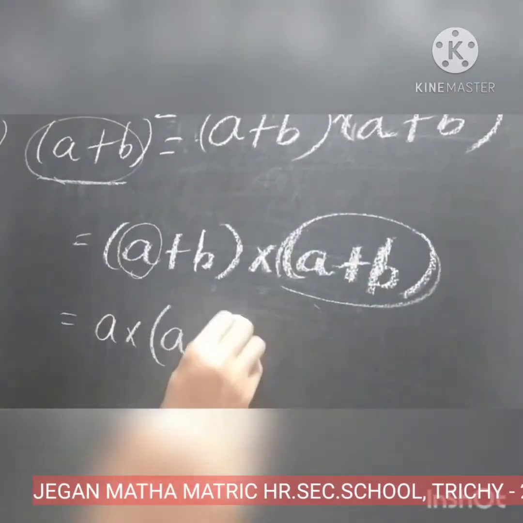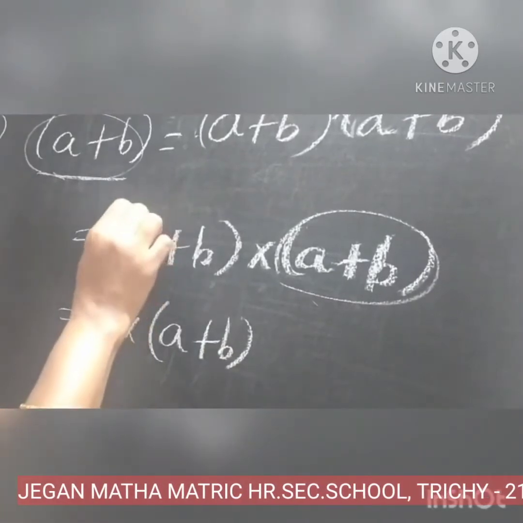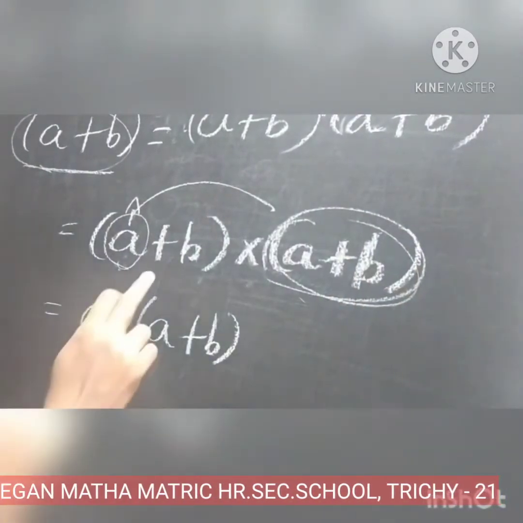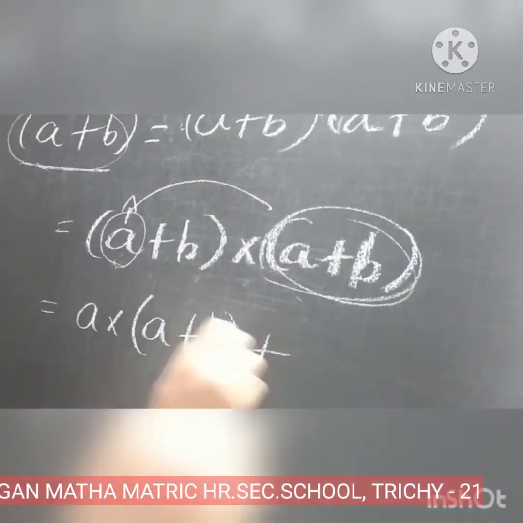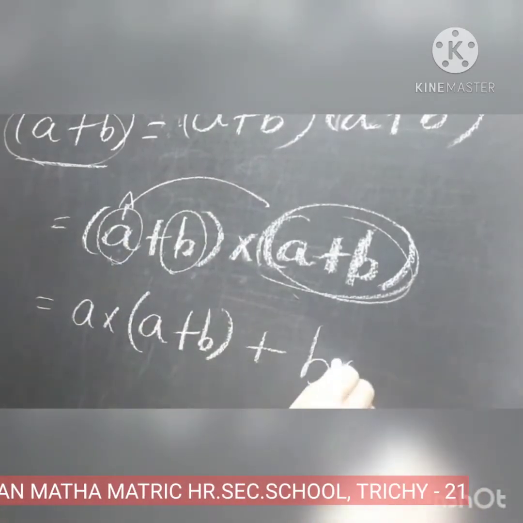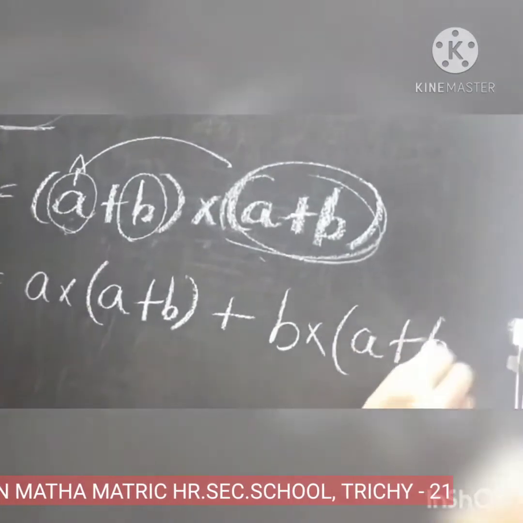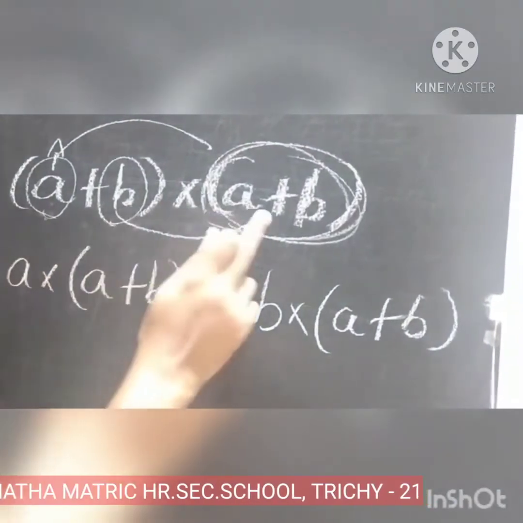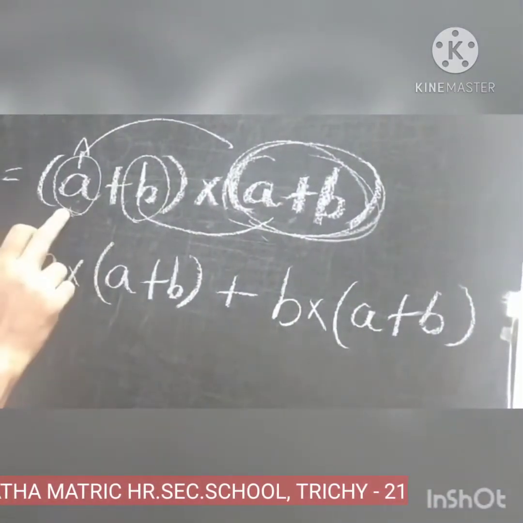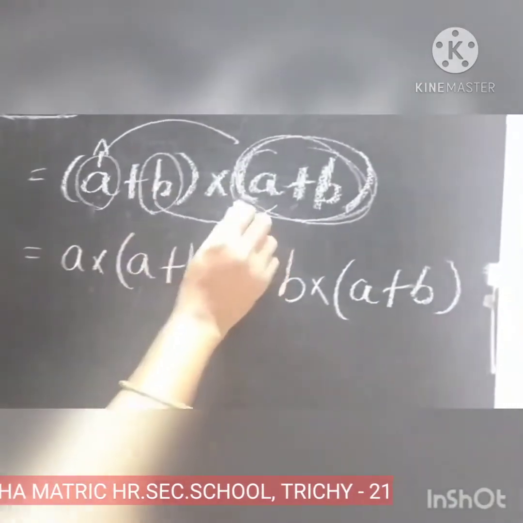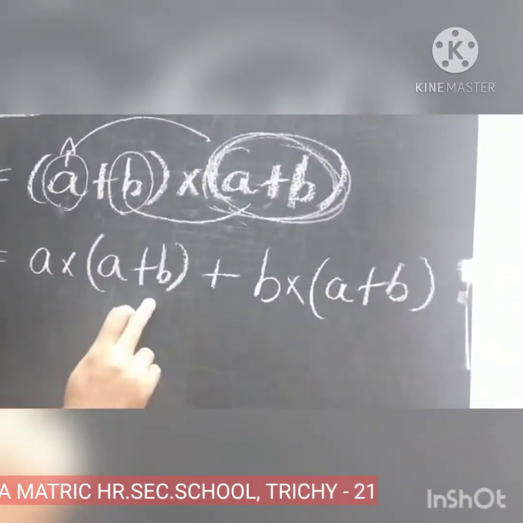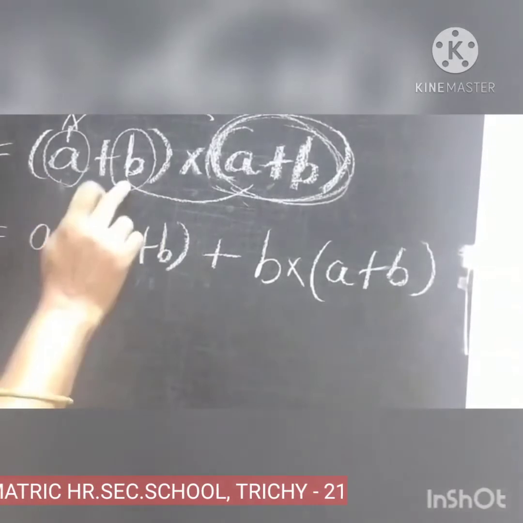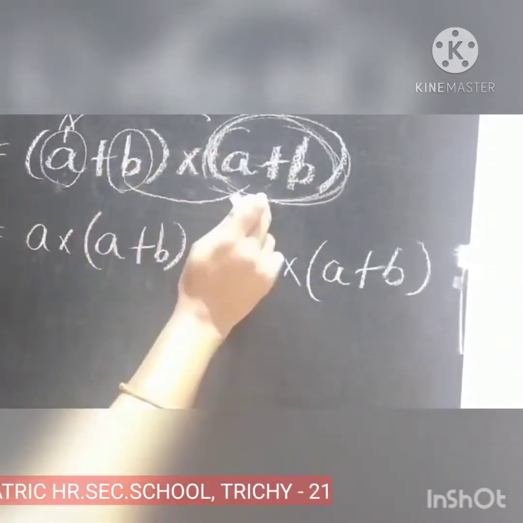So put the bracket. First select the first term in the first bracket, a, into the full term. Now in between the plus sign is there, so put the plus. The second one is b into a plus b. Is it clear? So the first term is a multiplied by the second bracket fully, a into a plus b, in between the plus sign. Now select the second term in the first bracket, b, multiplied by a plus b.